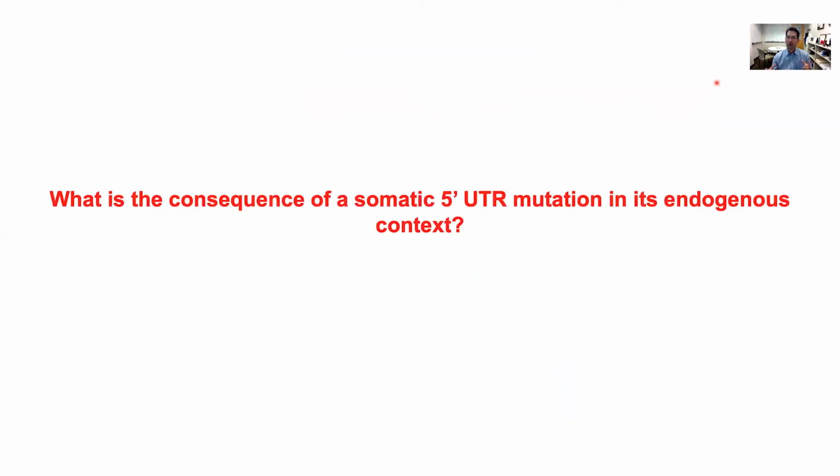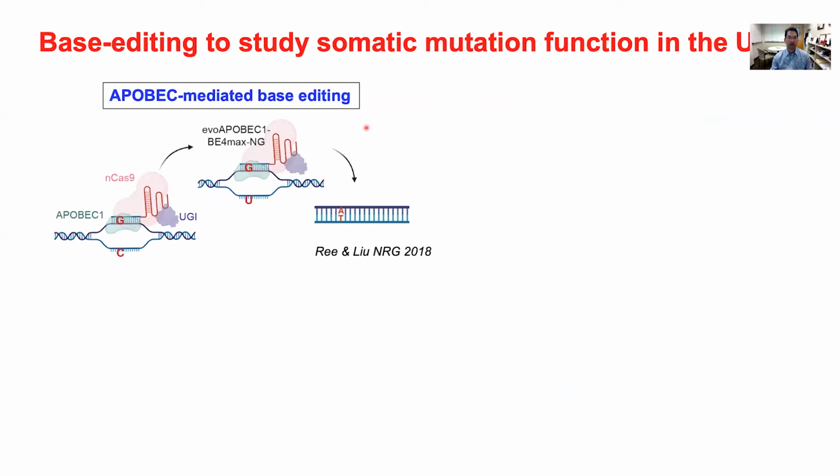Given these findings, which were all done in reporter systems and massively parallel reporter systems, we wanted to know whether or not changes to the endogenous sequence context of the 5' UTR could have an impact on oncogenic gene expression. To do this, we went ahead and used David Liu's base editing system, where he takes a highly evolved APOBEC and links it with CRISPR-Cas9 to lead to very precise point mutations within the genome.